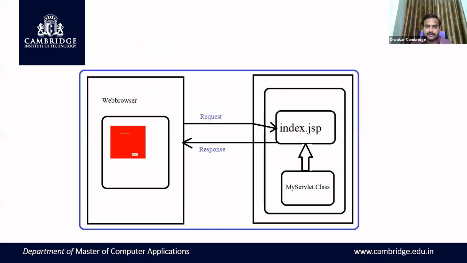Observe this diagram here. We have a web browser and we have a web server. In the web server, you have the web container. Here in the web server, you have one index.jsp page, and you have an applet here. You have to run an applet.